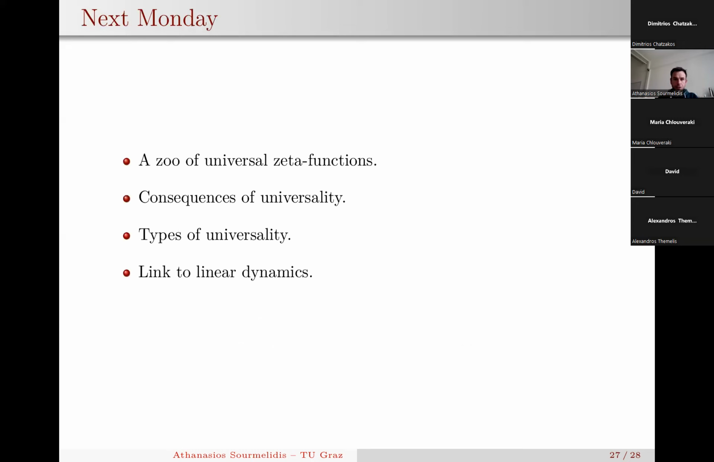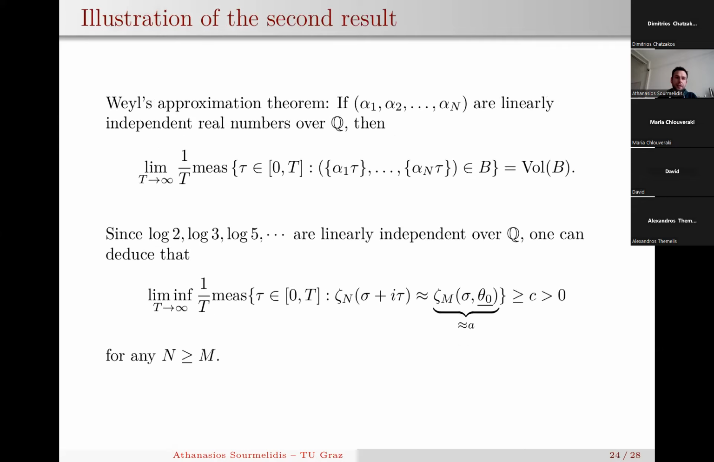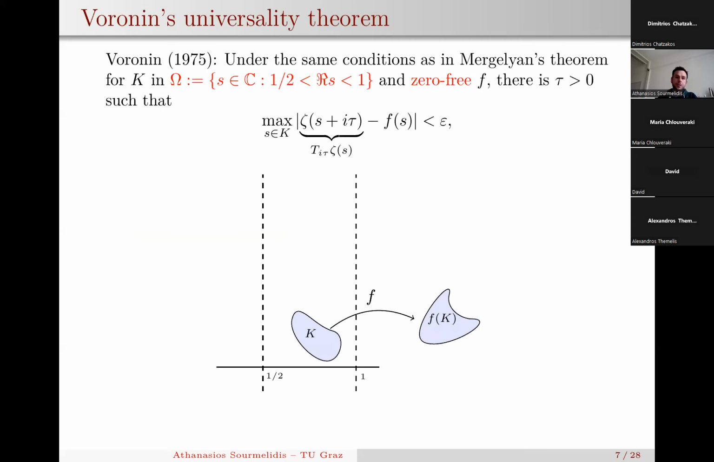I think I was a bit fast, but I would like to continue next Monday with discussing more about Voronin's theorem, which I have the opportunity maybe to show again. It was here. So again, this is a statement: you have a zero-free function and you approximate it. And this is a wide class of functions, right? Except for the ones that have zeros, you can approximate anything else. That's why it's also called the universality theorem, and the zeta function is called universal.